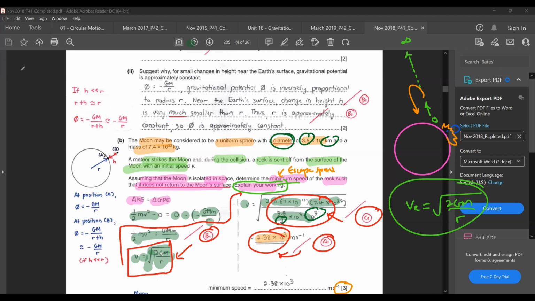But for me, most of the time, if I see that the marks allocated is quite a lot, and they have that little statement "explain your working", I tend to go through the derivation from the start, just in case. You never know. Sometimes the marking scheme can be a bit fussy.